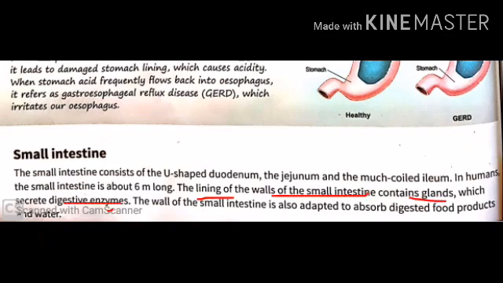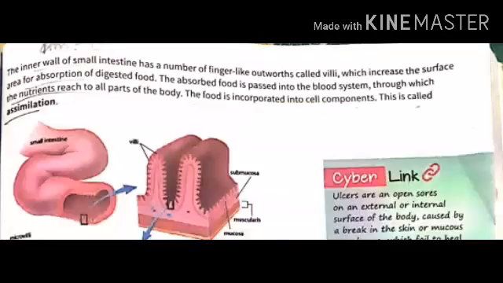And the lining of the walls of the small intestine contains glands which secrete digestive enzymes. In addition to this, its wall is also adapted to absorb digested food products and water. Actually, the internal wall of the small intestine has a number of finger-like projections known as villi. Now, what is the role of villi here? Their role is to increase the surface area for absorption of digested food.